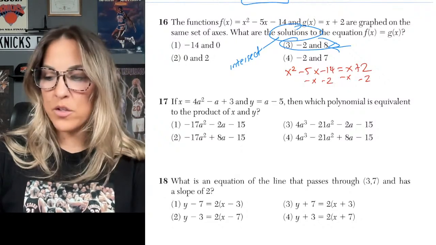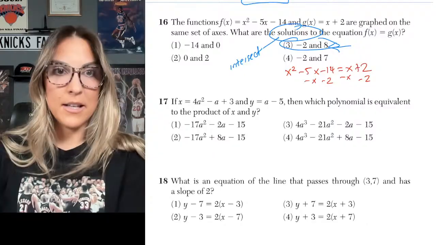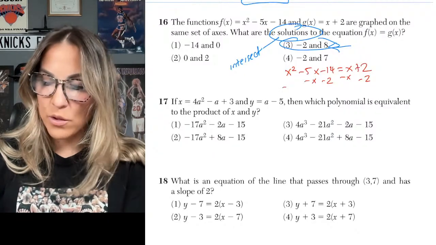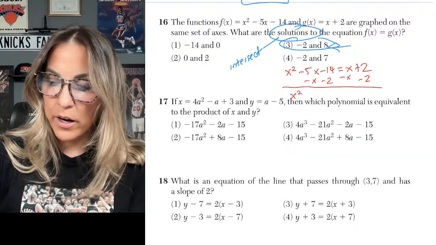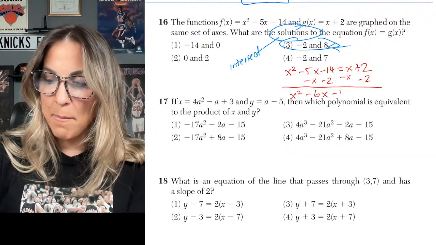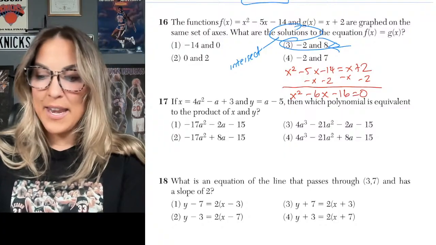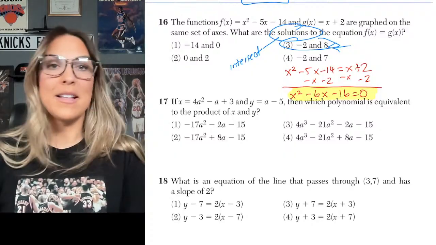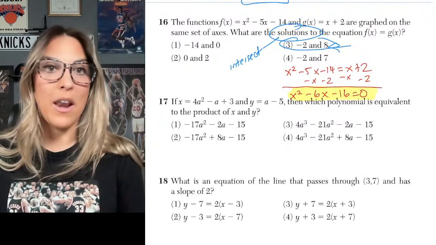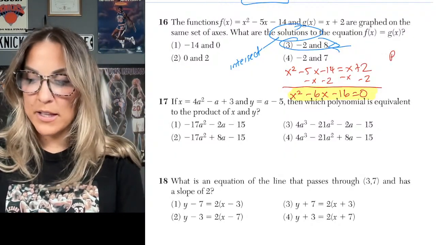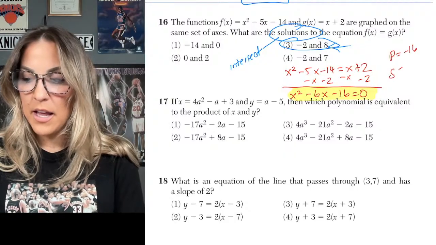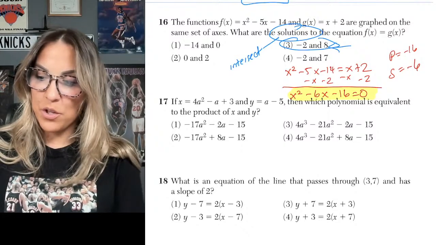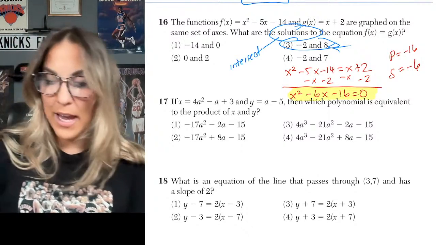I'm just going to do it at once. So I'm subtracting 2 from the constant, and I'm subtracting x from the -5x. So that's going to give me x squared minus 6x minus 16 equals 0. Now that I have this equation that equals 0, I can try to factor it by that same method we've done now 3 times, product and sum. So I'm looking for two numbers that give me a product of -16 and a sum of -6.